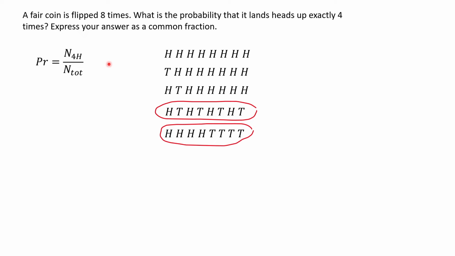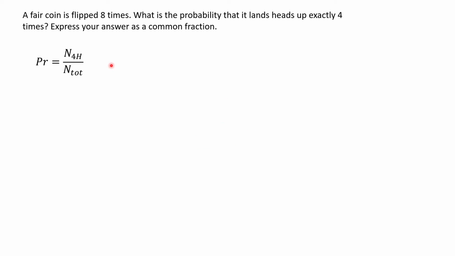We start with the total number of outcomes. Alright. So how many outcomes do I have if I throw a coin 8 times? Well, let's start with one throw. How many outcomes do I have if I throw a coin once? Well, 2. Head or tail. Right?